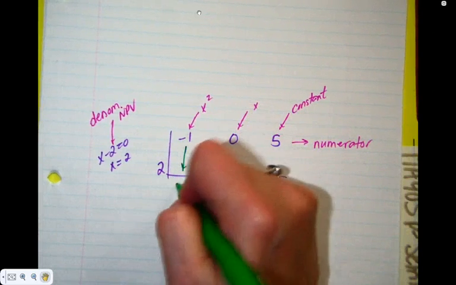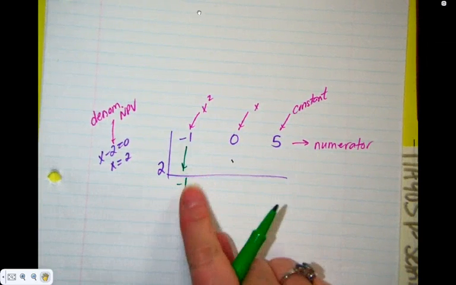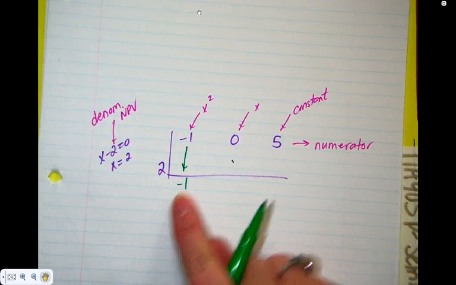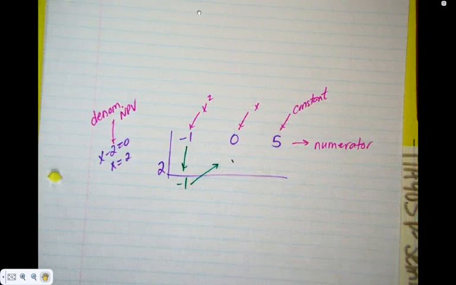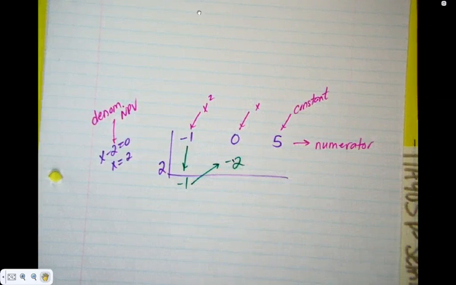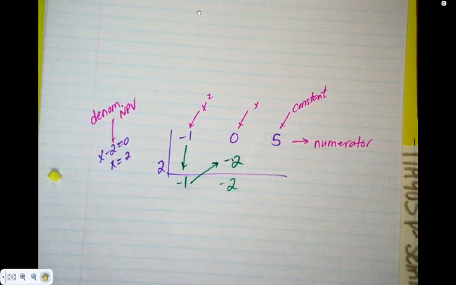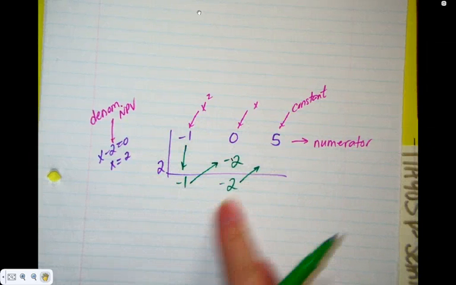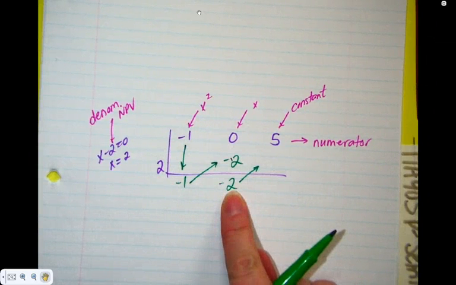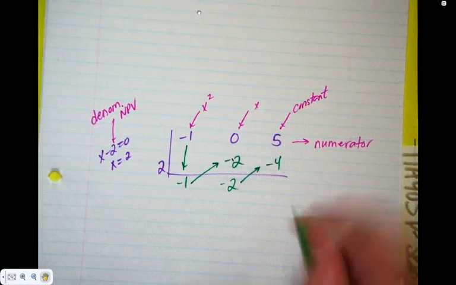First number drops straight down. You're always going to take the number at the bottom, multiply by the guy on the outside. So minus 1 times 2 is minus 2, and he goes up into the next column. Then I'm just going to add vertically. 0 plus minus 2, minus 2. Then I'm going to repeat the procedure. 2 times negative 2, minus 4. Add vertically, 1.